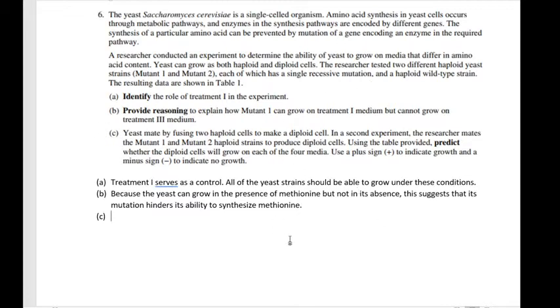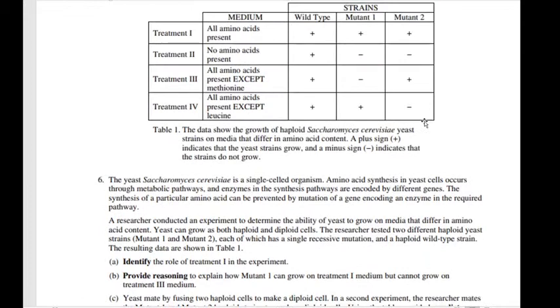All right, part C, yeast mate by fusing 2 haploid cells to make a diploid cell. In the second experiment, the researcher mates mutant 1 and mutant 2 haploid strains to produce diploid cells. Using the table provided, predict whether the diploid cells will grow on each of the 4 media. So in this one, we are getting the genes from both mutants. What we know about these, mutant 1 can't produce methionine, mutant 2 can't produce leucine.